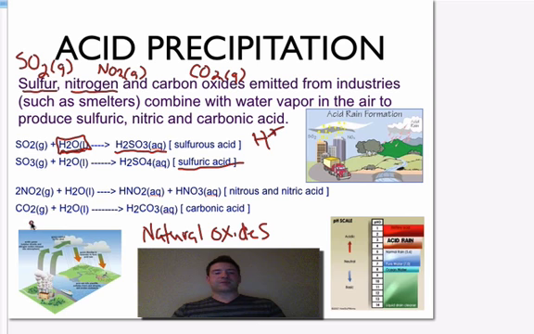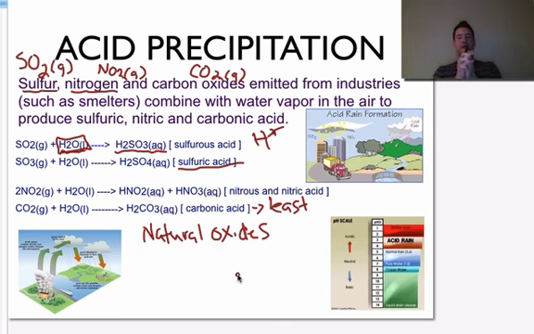And then again, we have carbon dioxide gas combining with water vapor in the air, and we're going to get H2CO3, which is known as carbonic acid, and that is probably the least acidic of the acid precipitations we're going to see. But what's going to happen here is as these gases are emitted, which means they're released, they're going to move up in the atmosphere and combine with that water vapor, and that chemical reaction is going to form acid precipitation.